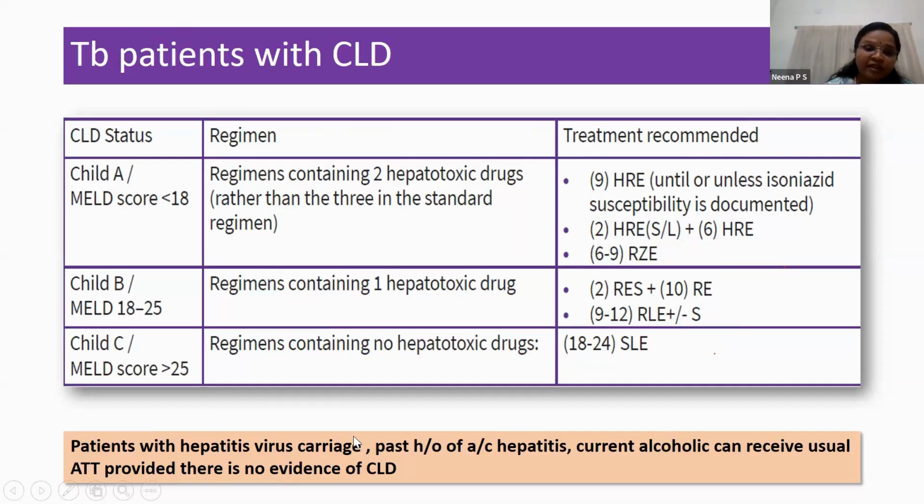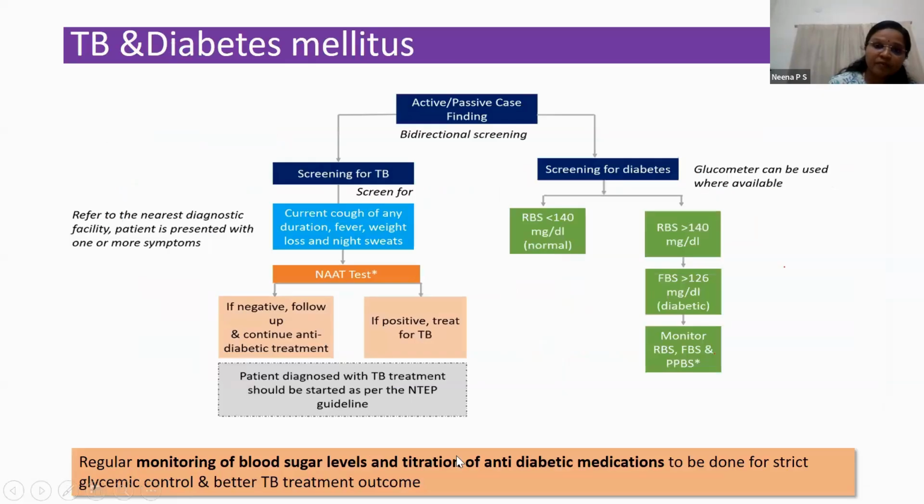And all those patients who are having simple hepatitis virus carriage, that is just HBsAg positive, or a past history of acute hepatitis, or a current alcoholic, can receive the usual ATT provided there is no evidence of chronic liver disease. The full dose ATT can be given, and you just need to monitor the LFT.